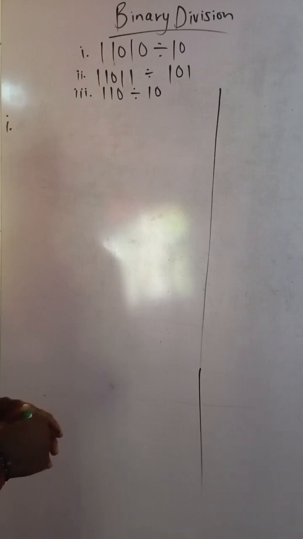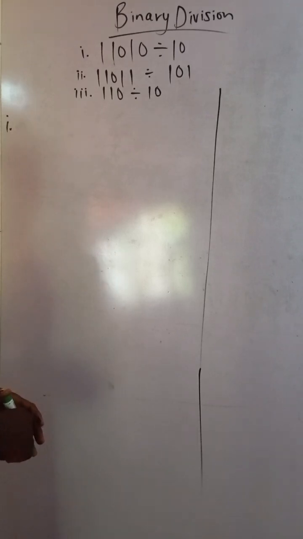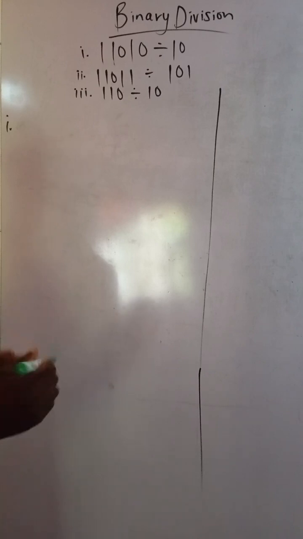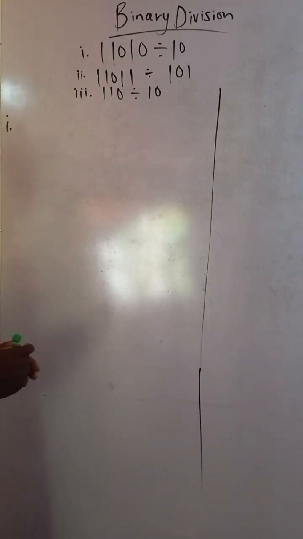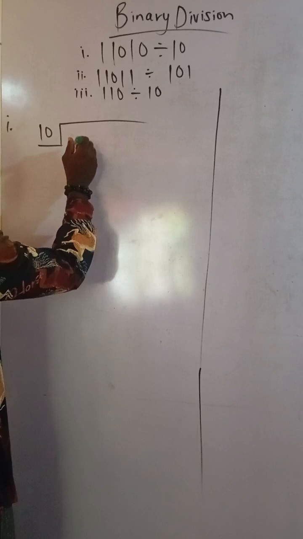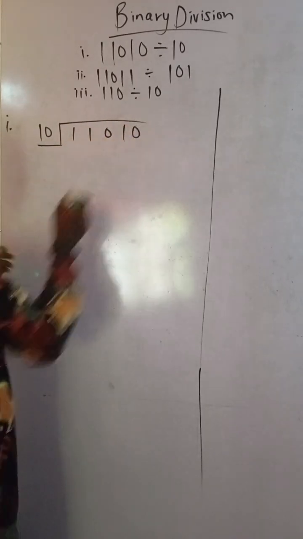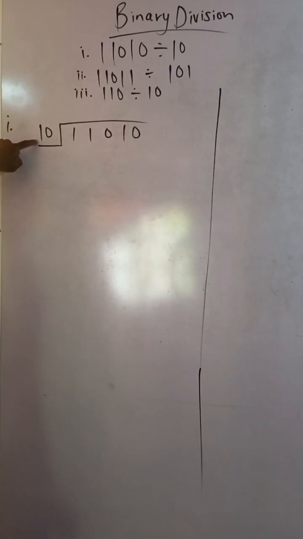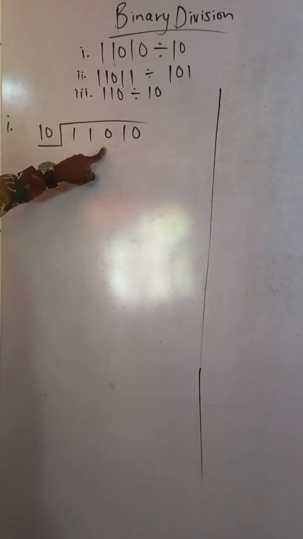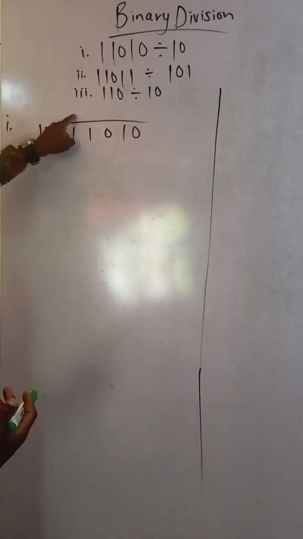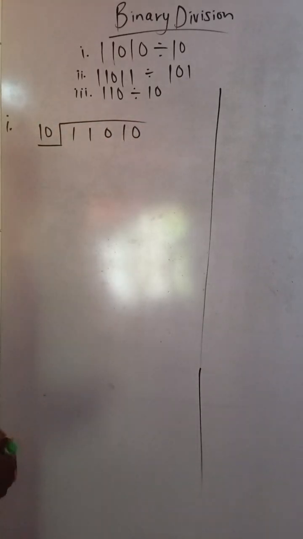Number 1 said 11010 divided by 10. Remember, this is binary division. So we want to write it out. Now the first thing you do is to arrange it in the long division manner. 1, 1, 0, 1, 0. 10 is the divisor. This is the dividend. Whatever we get as our answer becomes the quotient, which we'll be writing on top of here.